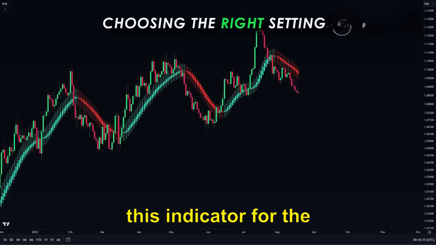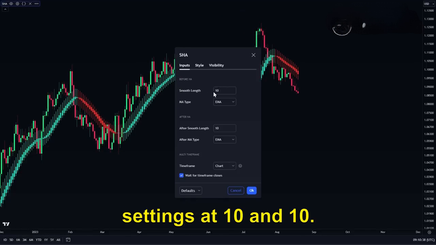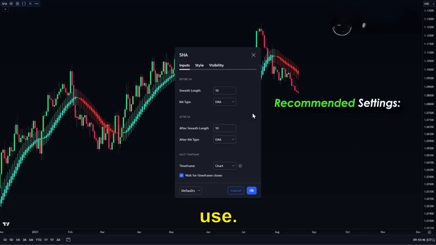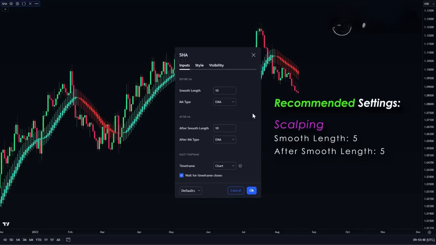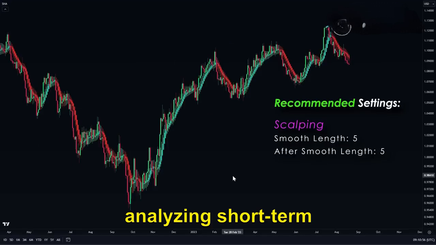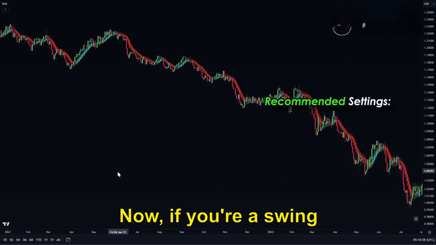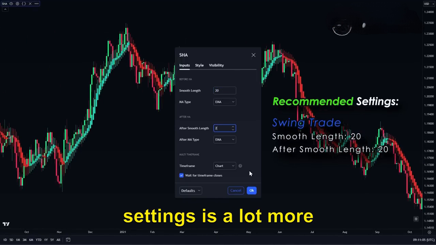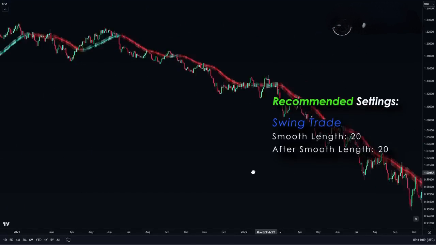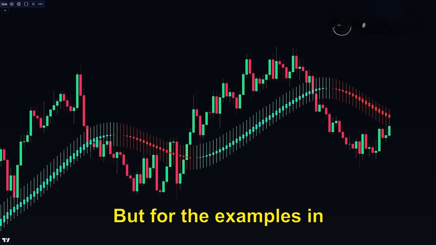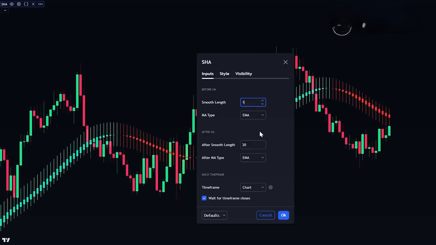Now, once you've applied the indicator, the next step is choosing the settings. If you're trying out this indicator for the first time, you can just use the default settings at 10 and 10. However, if you want to optimize it for your trading needs, here are a couple of recommended values that you could use. First, if you're focusing on scalping or capturing short-term movement, you can use the 5 and 5 settings, as it's better at analyzing short-term price movements. Now, if you're a swing trader who wants a longer-term view of the market, the 20 and 20 settings are a lot more suitable, as they let you analyze the long-term price movements without being affected by the short-term volatility. But for the examples in this video, I will be using the 10 and 10 default settings.